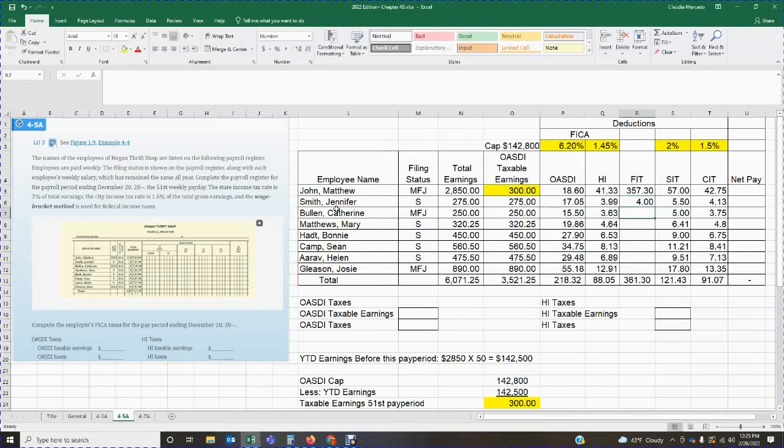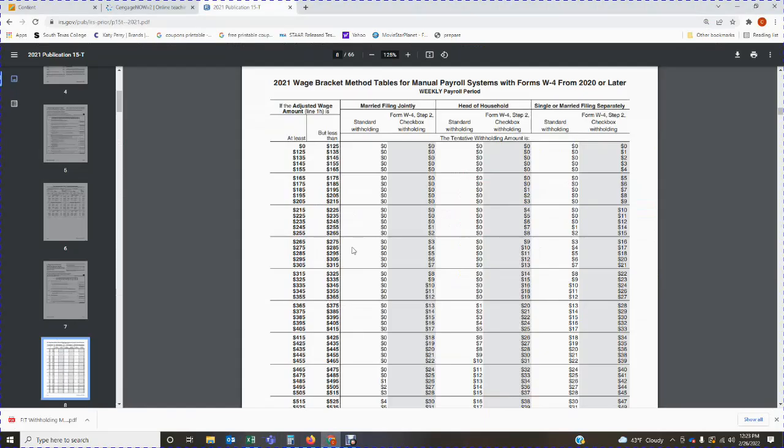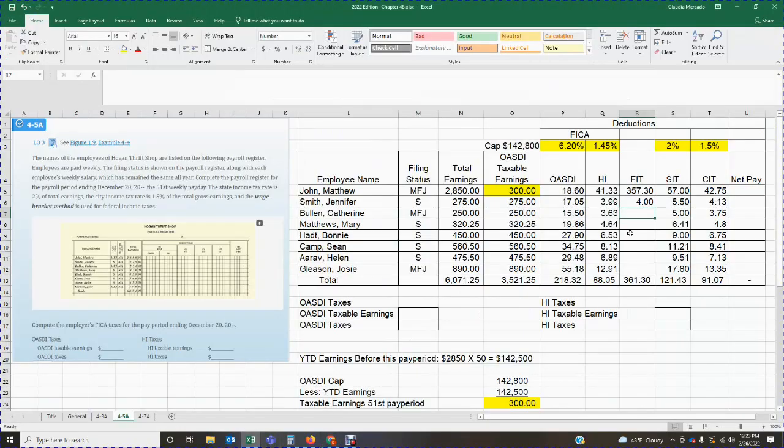Catherine made $250, married filing joint. So we're looking at $250. $250 falls between $245 and $255. Married filing joint, my standard deduction will be $0. So $0 for Catherine.